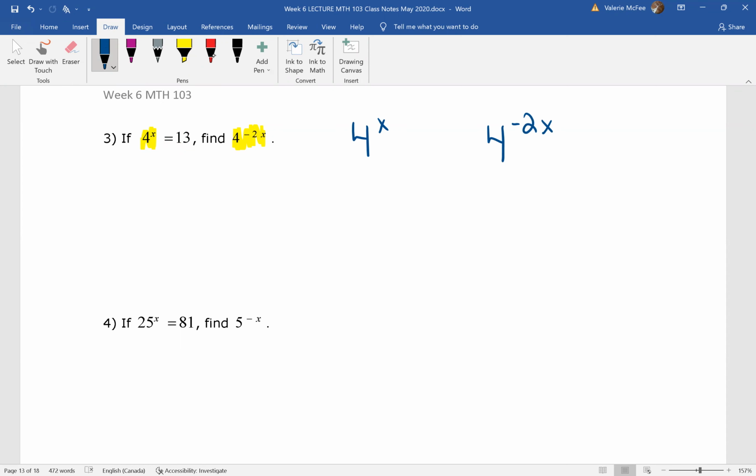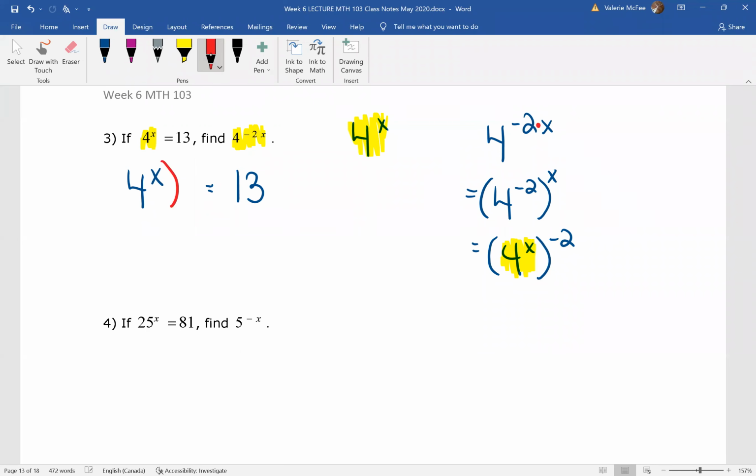On the right, I can see I have multiplication. This is -2 times x. And I know that I multiply exponents when I raise a power to a power. That means that I could write this as 4 to the power of -2, all raised to x, or I could write it as 4 to the power of x raised to the power of -2. This is the one we like because I'm starting with 4 to the power of x. That's what I'm starting with here. 4 to the power of x equals 13.